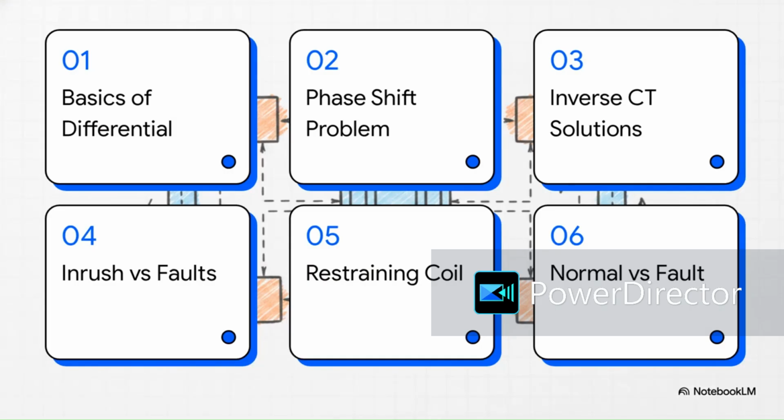Okay, let's dive into this. Here is our roadmap for today. 1. Basics of differential protection. 2. The phase shift problem. 3. Fixing phase with inverse CTs. 4. Inrush currents versus faults. 5. The restraining coil solution. And finally, 6. Normal versus fault conditions.